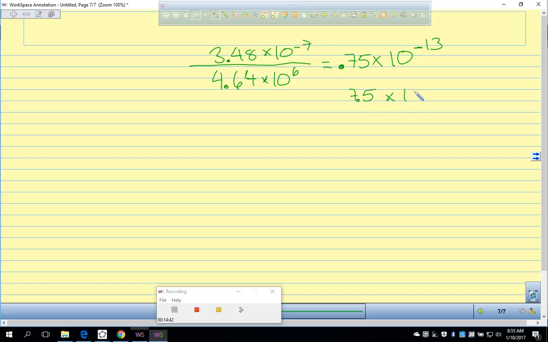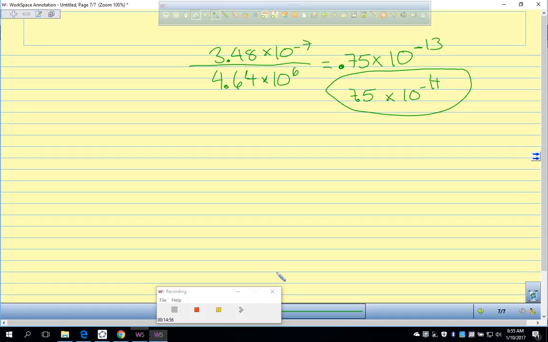Right, okay? Because when I move this decimal here, I'm making this number bigger, right? So this needs to get smaller by one decimal place. So this becomes 7.5 times 10 to the negative 14. Yeah? Okay, last one, and then we're done.